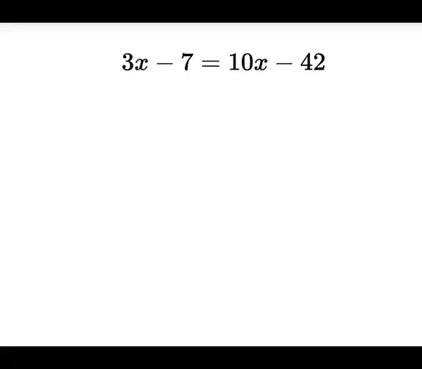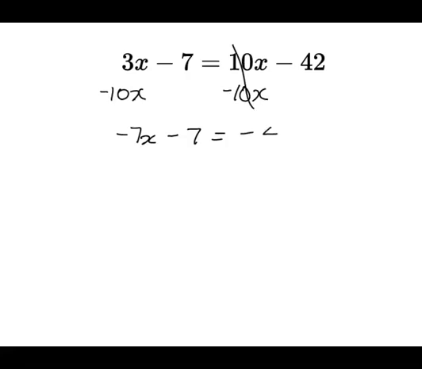This next question, it says solve for 3x take away 7 equals 10x take away 42. Now there's many ways of doing this one, but for this particular video I'm going to just get rid of the 10x on the right hand side, and to do that we have to take away 10x. What we do to one side we have to do to the other, and so we have 3x take away 10x, which is going to be minus 7x.